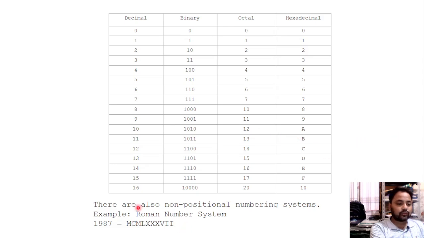There are also non-positional number systems, for example the Roman number system. In our childhood we have already gone through this number system. This is the Roman number system.